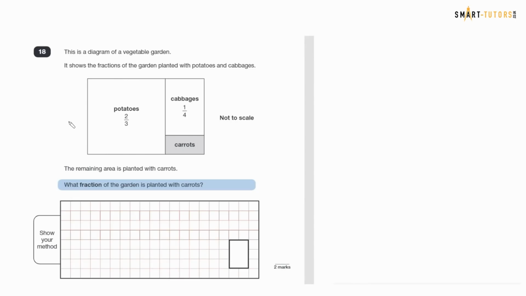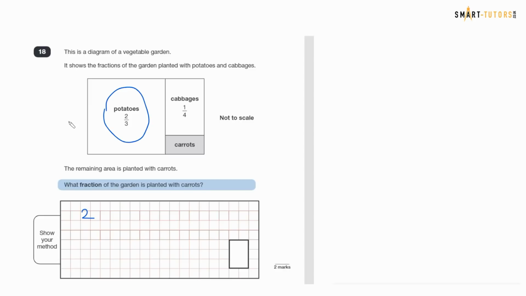Next question, question number 18. This is a diagram of a vegetable garden. It shows the fractions of the garden planted with potatoes and cabbage. Cabbage is a quarter, potatoes is 2/3, carrots we don't know. The remaining area is planted with carrots. What fraction of the garden is planted with carrots? So it says potatoes 2/3 and cabbage is 1/4.